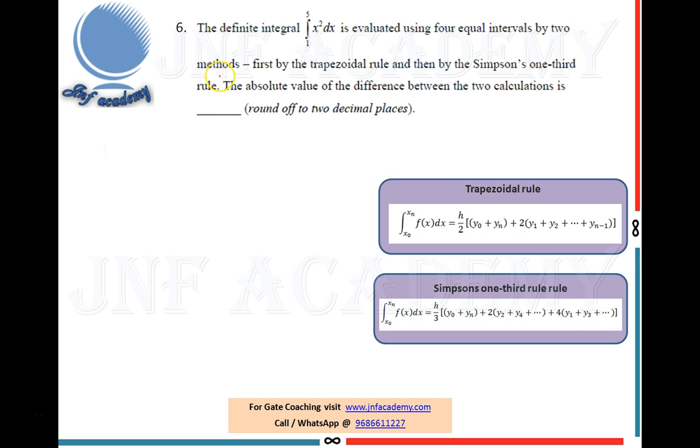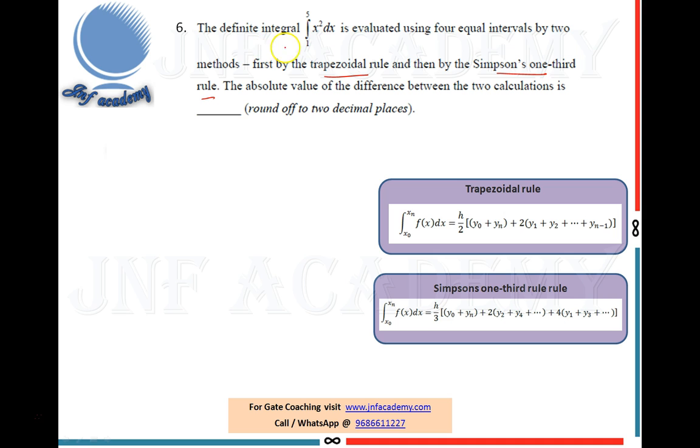Next, sixth problem. The definite integral 1 to 5 x square dx is evaluated using 4 equal intervals by two methods. First one is trapezoidal rule and then by Simpson's 1/3 rule. The absolute value of the difference between the two calculations, rounded off to two decimal places.